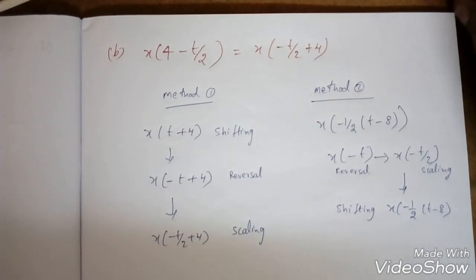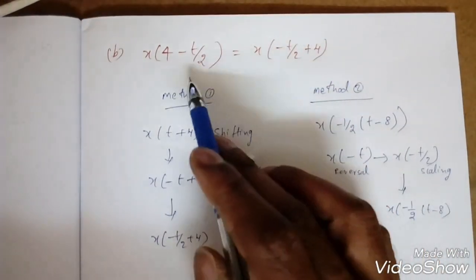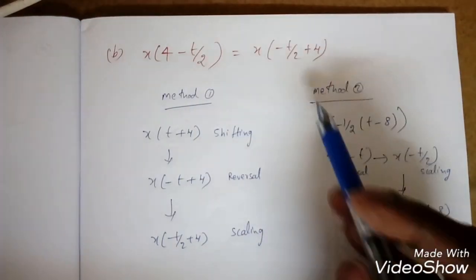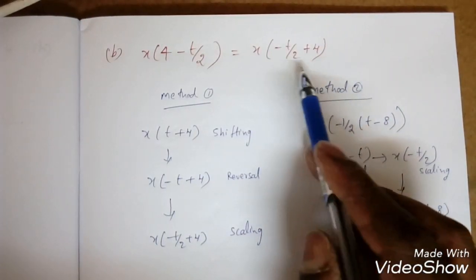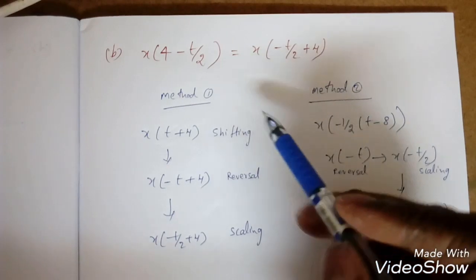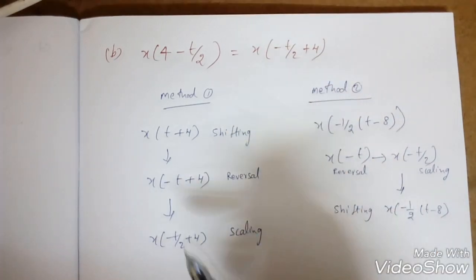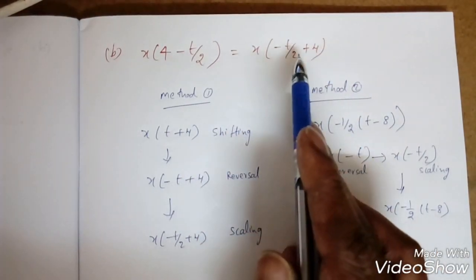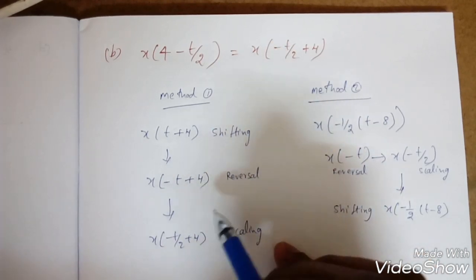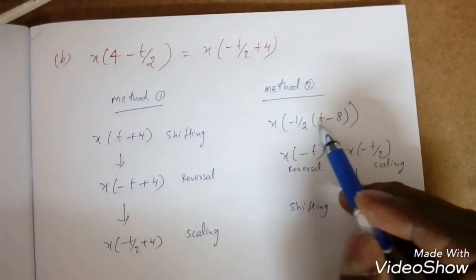Next one. So the next question is like this: x of 4 minus t by 2 we need to do. So this can be rewritten as x of minus t by 2 plus 4. Now while doing this type of operation, we have to go for either of two methods. One method we need to choose: suppose I do the shifting first, that means t plus 4 we have to take separately, then the scaling should be done later, that is first reversal, because reversal is here, so minus t plus 4, then we will do the scaling. Otherwise take -1 by 2 common, so make it t minus 8.